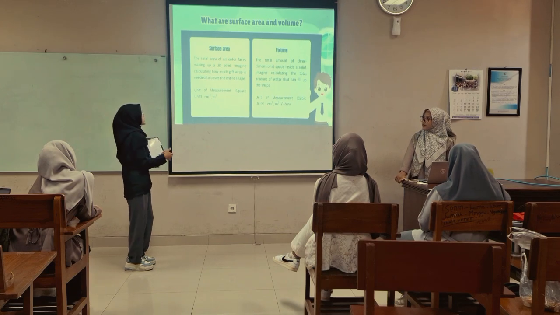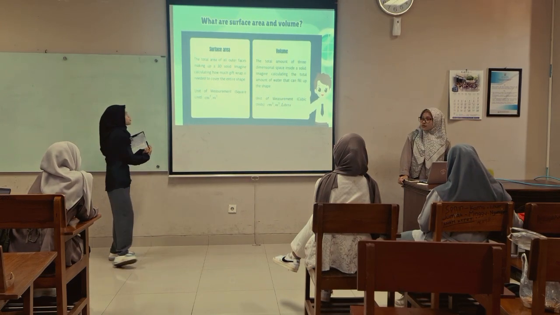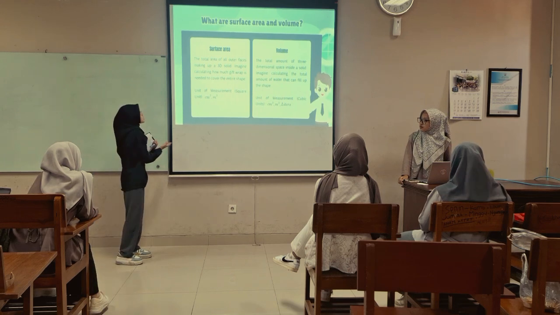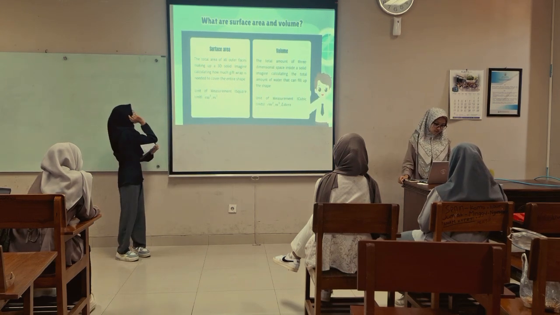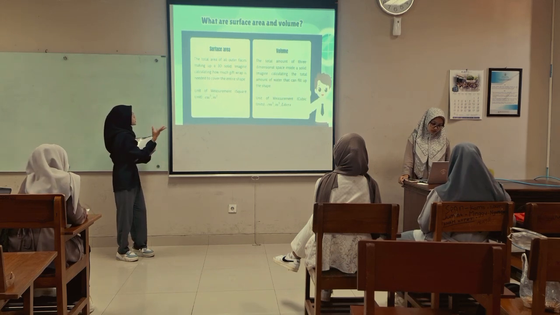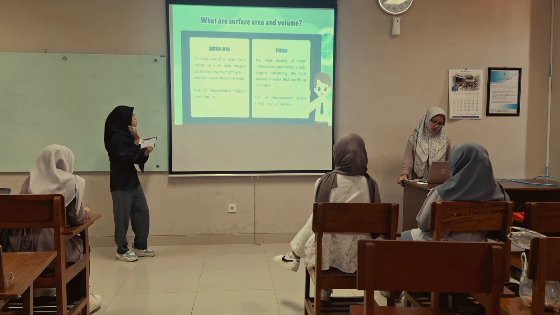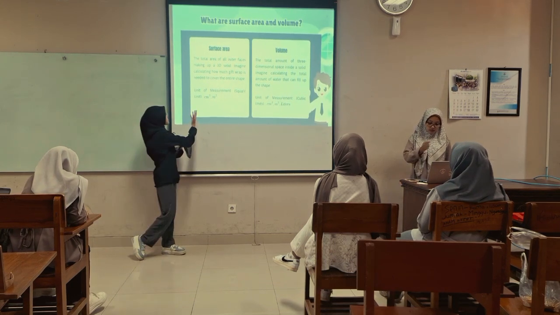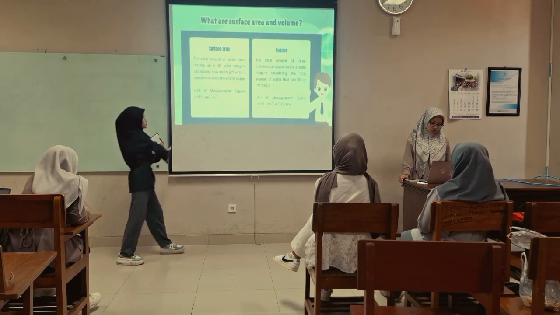Now, let's learn the definition of surface area and volume. For the first, surface area. Surface area is the total area of all outer faces making up a 3D solid. We can imagine calculating how much paper would cover the entire shape. The unit of measurement is square units, like square centimeters and square meters.